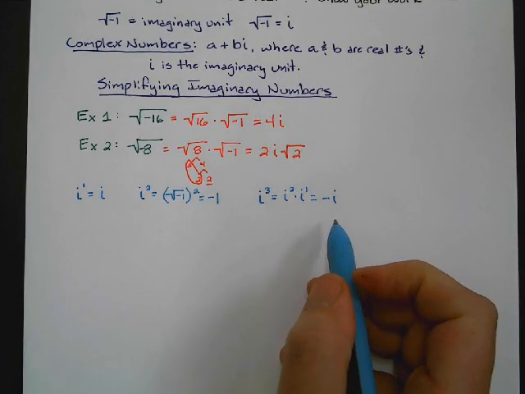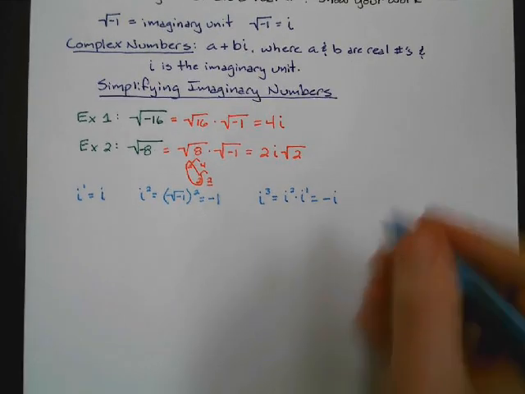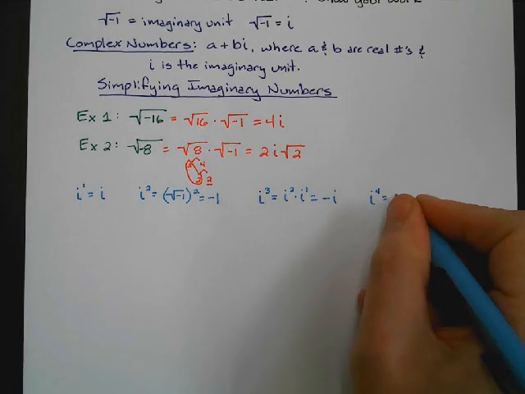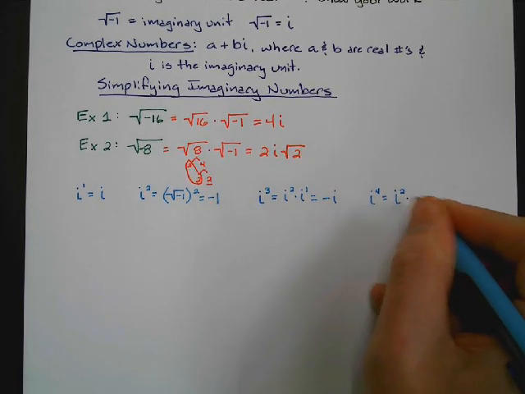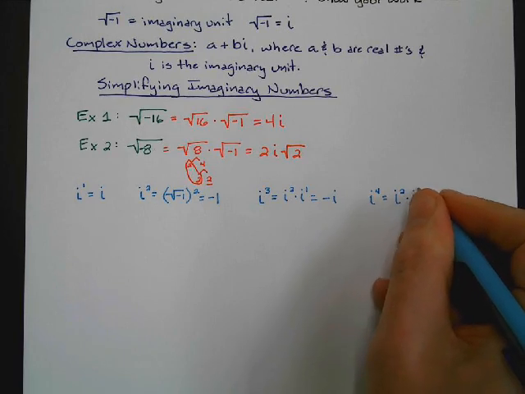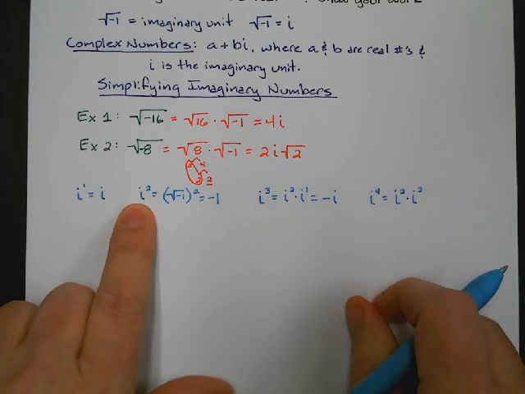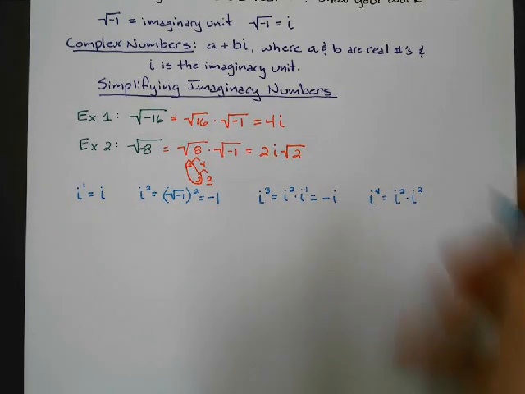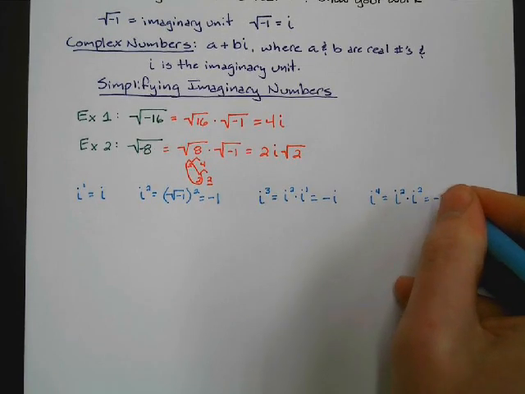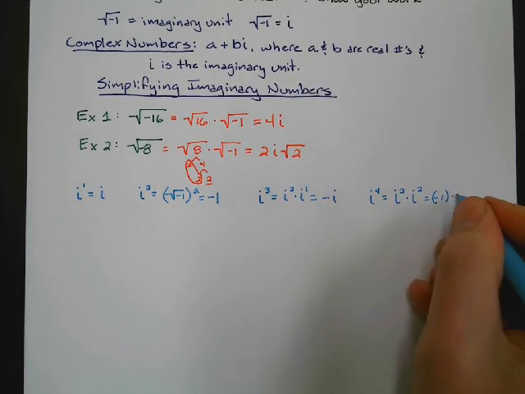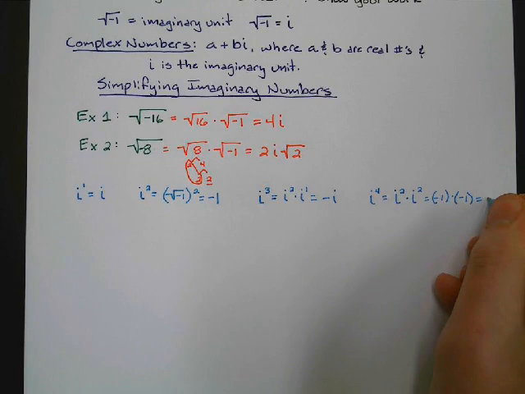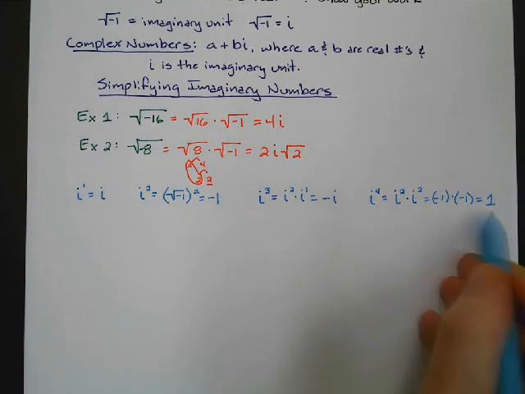All right, let's do one more step. Let's do i to the fourth. I learned back in Unit 8 that I can change this into i squared times i squared. And what did we just say that i squared was? We said that i squared was negative 1. So instead of i squared, I can make that negative 1. And this is i squared, so times negative 1. And negative 1 times negative 1 is positive 1. So i to the fourth is actually positive 1.